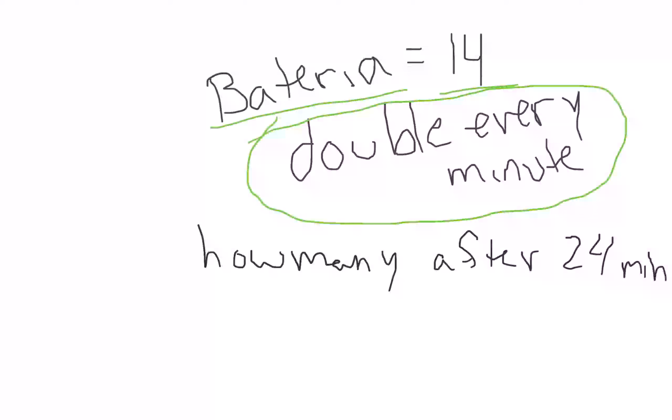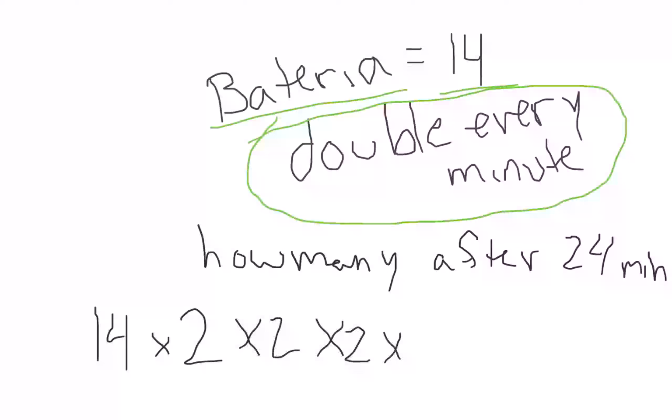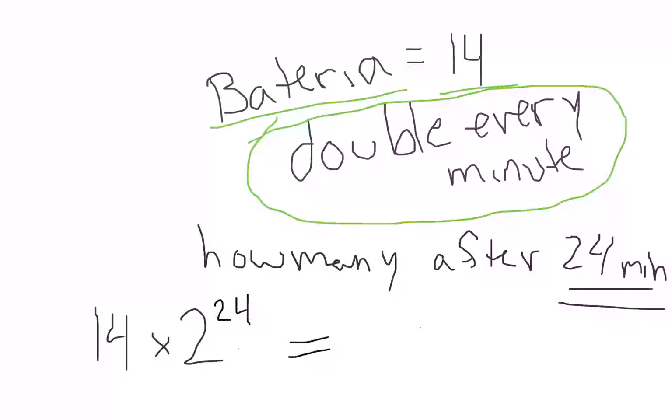Well, we can start to think about this. After 1 minute, I would do 14 times 2, since it's going to double. And after 2 minutes, I'd times it by 2 again. And after 3, I times it by 2 again, times it by 2 for 4 minutes. And as you can see, we're repeatedly multiplying by 2 until we get to 24 minutes. Instead of doing all of that work and writing it out until I get to 24, I could say, hey, that's the same thing as 2 to the 24th power times 14. And we'll see what that gives us. And it gives us a really, really big number.